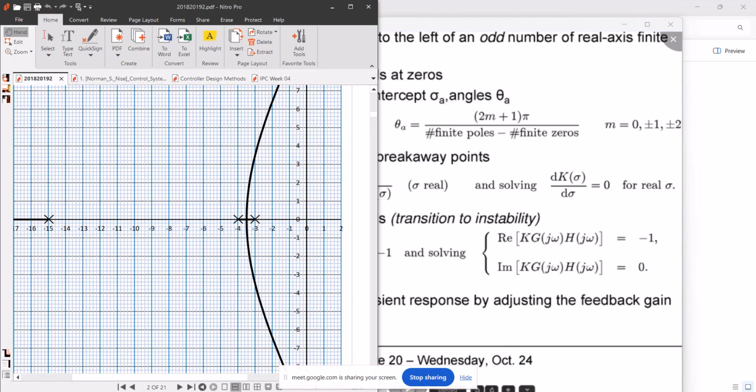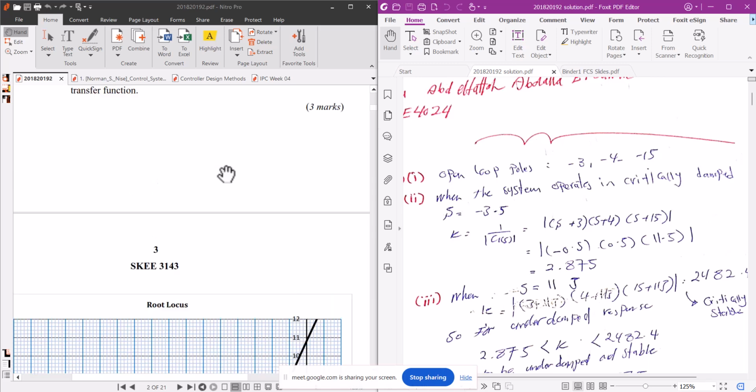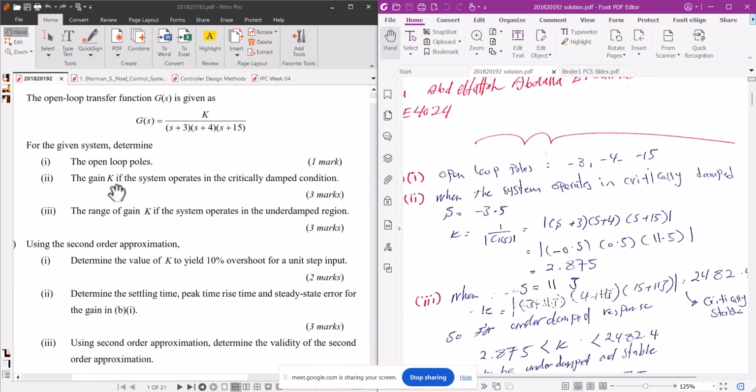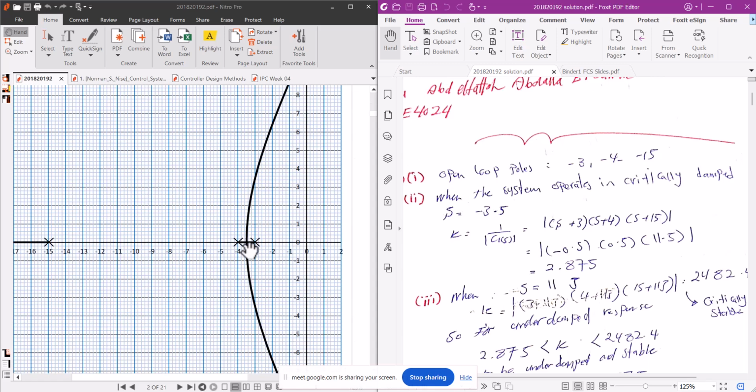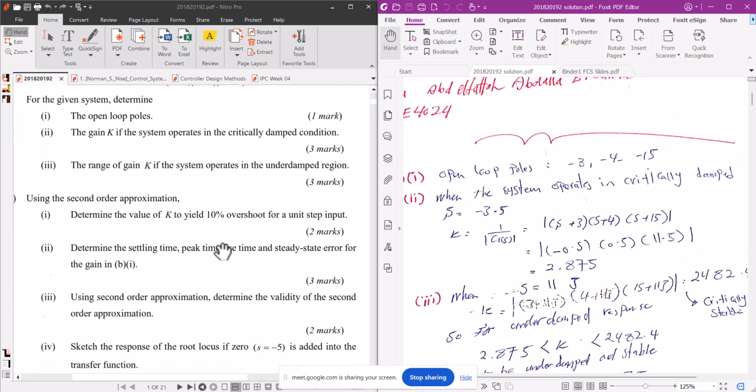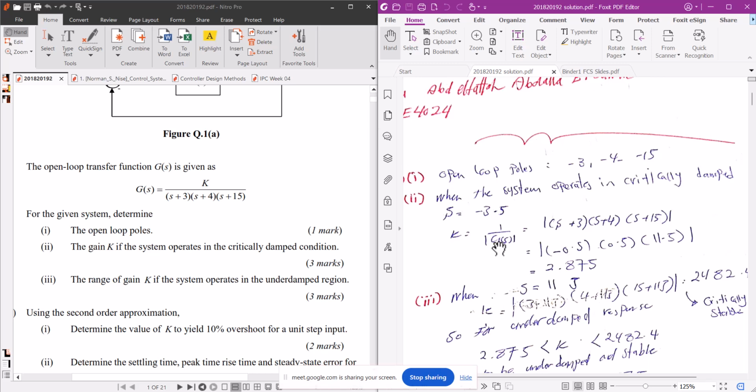Now coming back to our question. Our question is the gain k if the system operates in the critically damped condition. For the critically damped condition, we want our poles to lie here at minus 3.5. So s is equal to minus 3.5, k is equal to 1 over the magnitude of G(s). G(s) is basically the transfer function, so 1 over G(s) will be its inverse. So that will be the magnitude of (s plus 3)(s plus 4)(s plus 15).